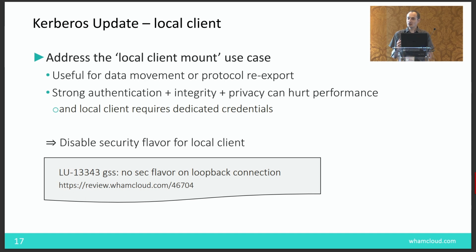And imagine that you activate Kerberos for authentication, but also for integrity and privacy. So it will add a lot of overhead to the communications between this client and the local targets. And it's for nothing, because as we run on the same node, we know that the communication is secure. So what we decided is to disable the security flavor as soon as the client is using the local connection. So on the loopback interface, we do not enforce any security flavor. It's more convenient, easier to configure, and it's much more efficient.